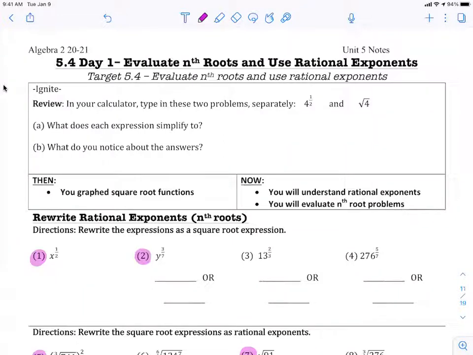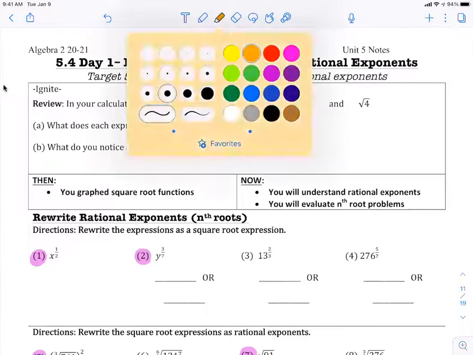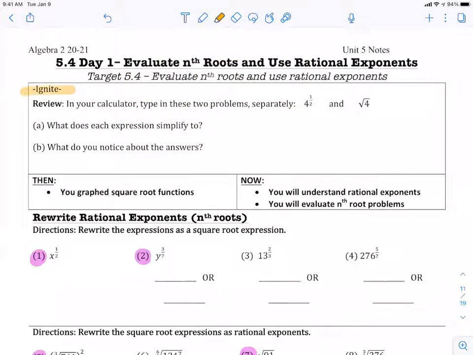Today, we're going to be evaluating different kinds of roots and, on the flip side, using rational exponents. So take a second, pause your video. I really would love it if you would try the Ignite at the top of the page.